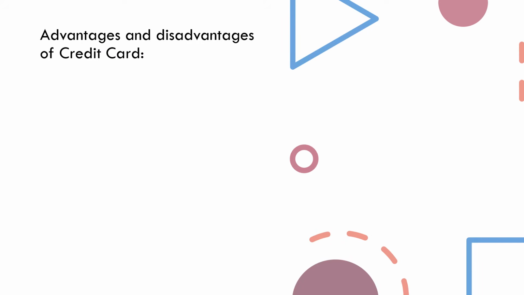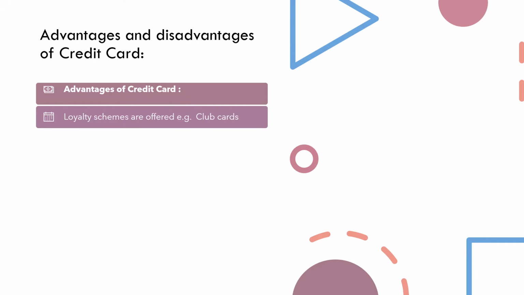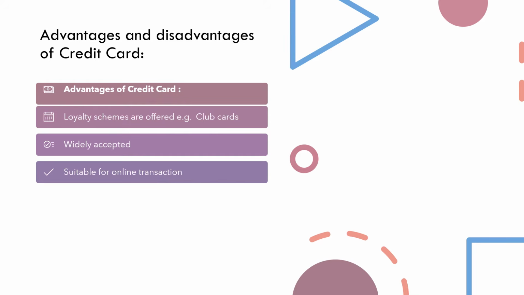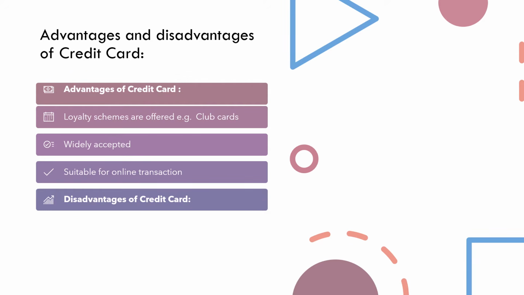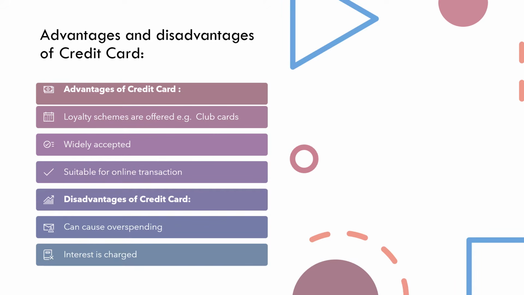Now, what are the advantages and disadvantages of a credit card? The advantages of a credit card are that loyalty schemes are offered, for example, club cards. It's widely accepted and it's suitable for online transactions. However, the disadvantages of a credit card are that it can cause overspending and interest is charged. Now, what is interest? Interest is a cost of borrowing. So if you're going to borrow money from a bank or another financial institution, you have to pay a charge for the money that you're borrowing.